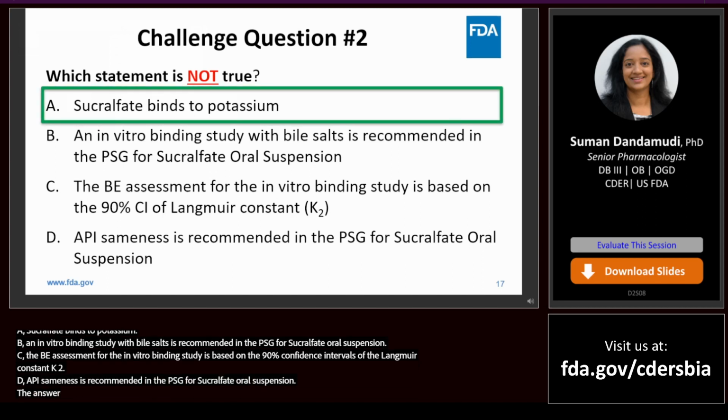Sucralfate binds to proteins and bile salts, and inhibits the pepsin activity. However, it does not bind to potassium.